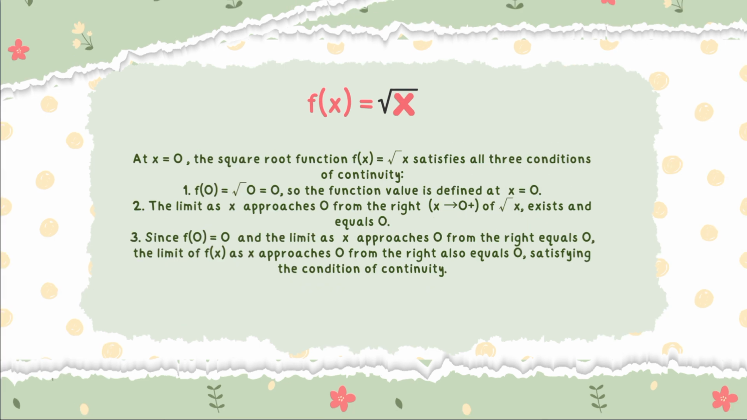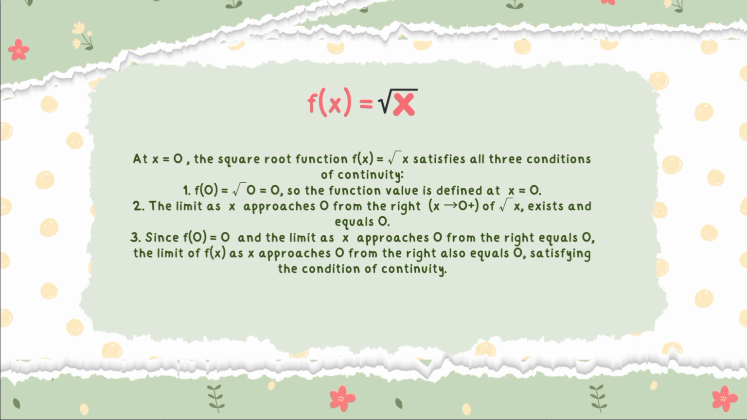At x equals 0, the square root function f of x equals square root of x satisfies all three conditions of continuity. The first condition: f of 0 equals square root of 0, which is equal to 0, so the function value is defined at x equals 0. The second condition: the limit as x approaches 0 from the right of the square root of x exists and equals 0.